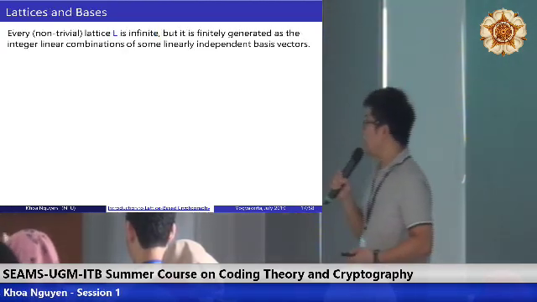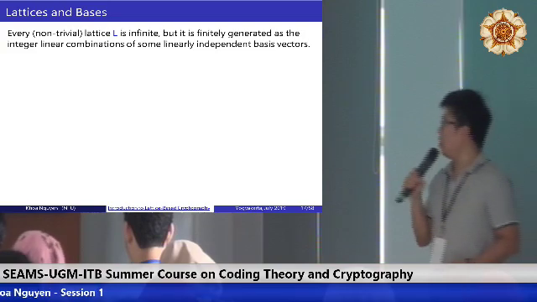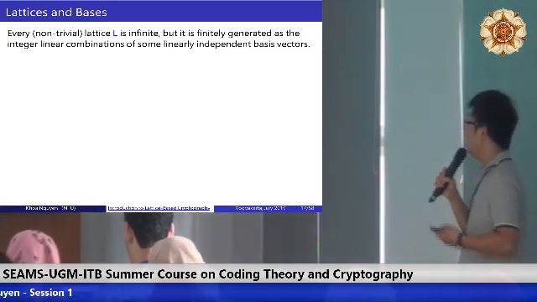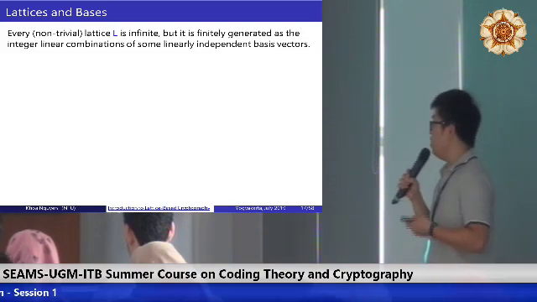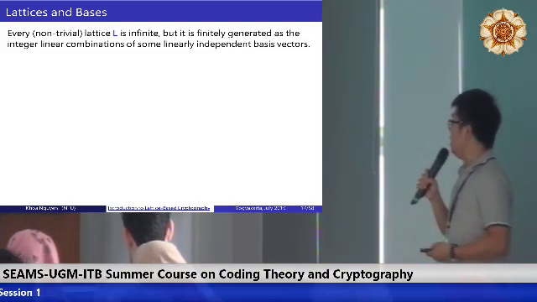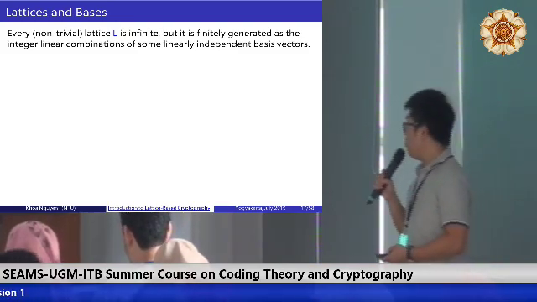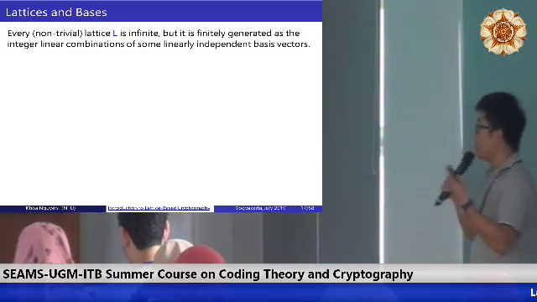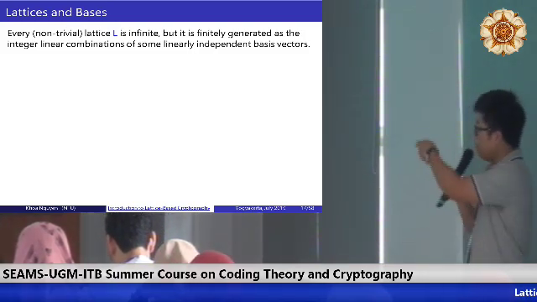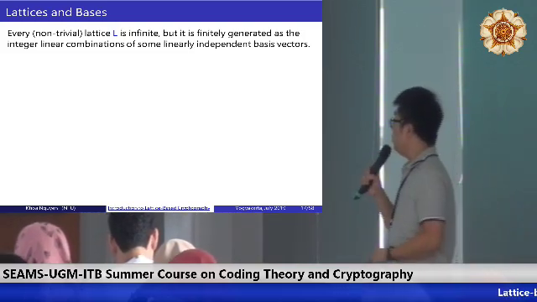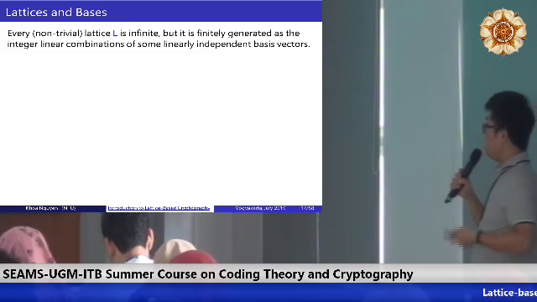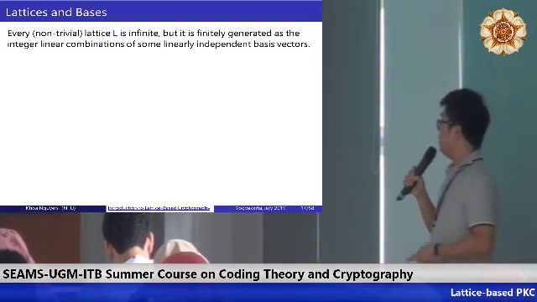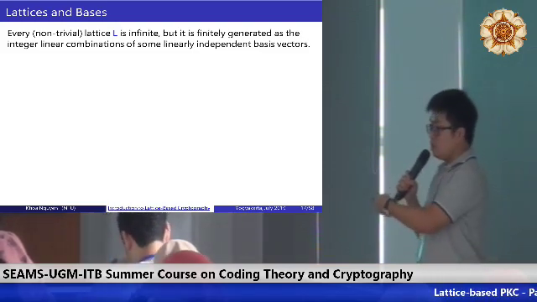Another equivalent definition of a lattice is in terms of linear algebra. Every non-trivial lattice L is infinite, but it is finitely generated as the integer linear combinations of some linearly independent basis vectors. More formally, suppose we have a matrix B whose columns are b_1 to b_k, each a vector in dimension n. So B is in R^(n x k), consisting of linearly independent vectors in R^n. The lattice generated by the matrix B, or the basis B, is the set of integer linear combinations of the basis vectors.